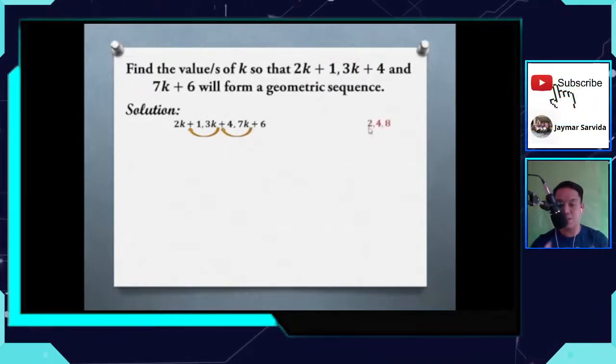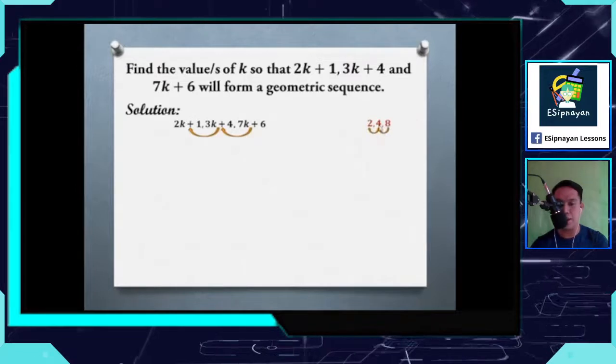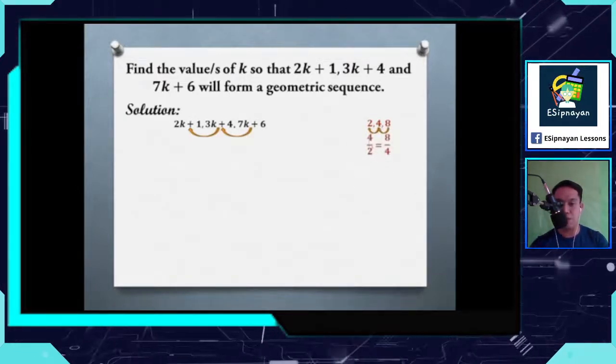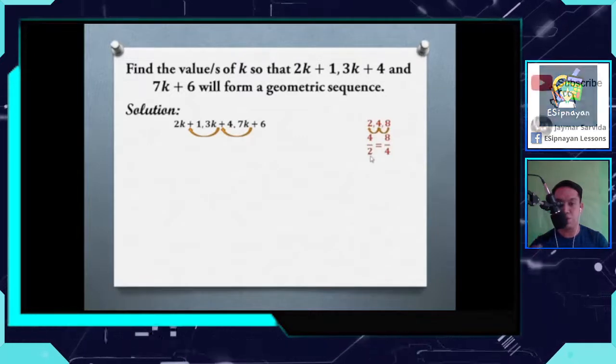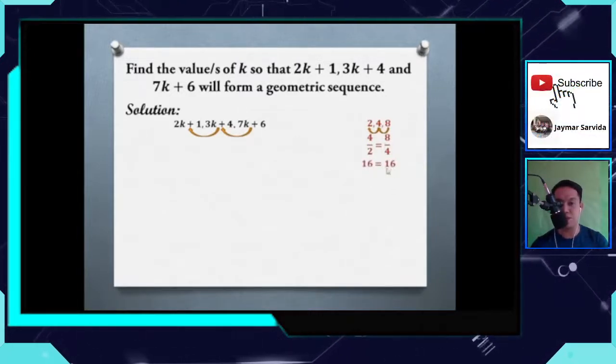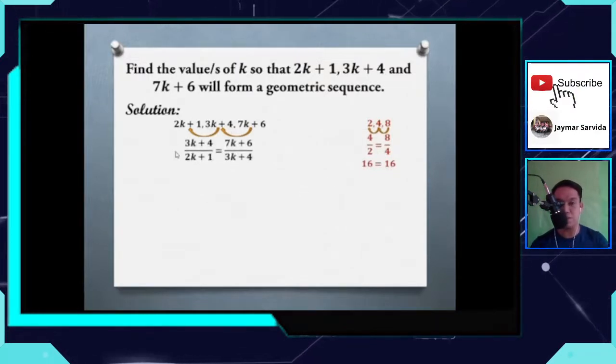Okay, so let's have an example here. Itong sequence na to, 2, 4, and 8. So yung ratio ng 4, 2 at saka 8, 4 must be the same. So 4 over 2 equals 8 over 4. Then cross multiply, so 16 is equal to 16. So that is the same in our given problem.